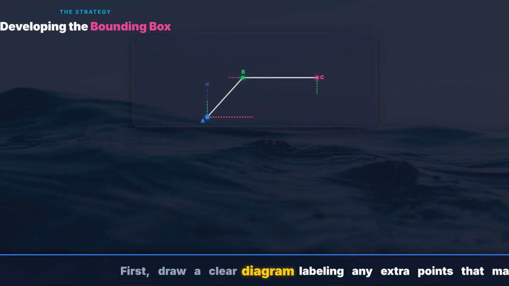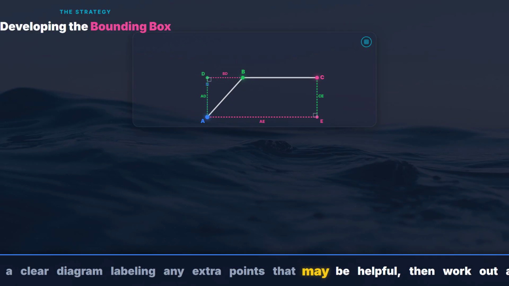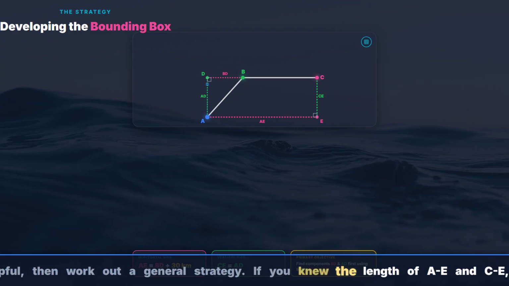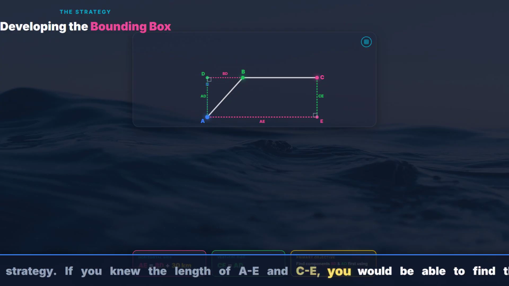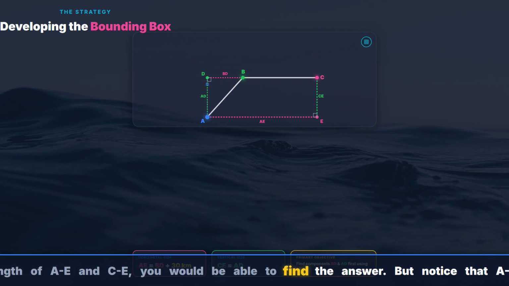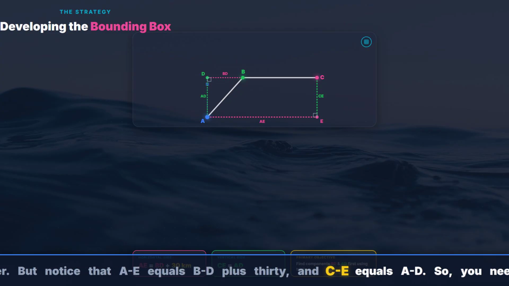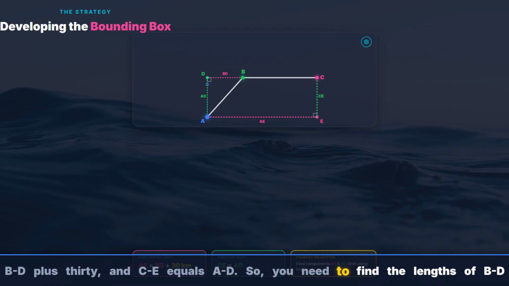First, draw a clear diagram labeling any extra points that may be helpful, then work out a general strategy. If you knew the length of AE and CE, you would be able to find the answer. But notice that AE equals BD plus 30, and CE equals AD. So, you need to find the lengths of BD and AD first.